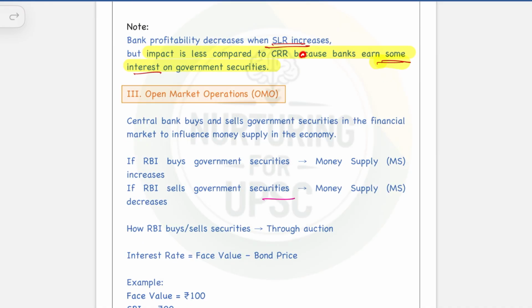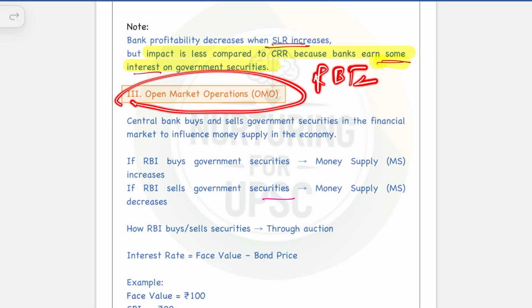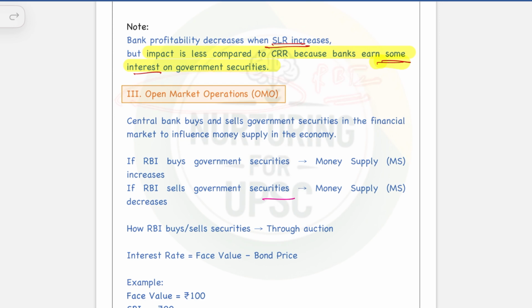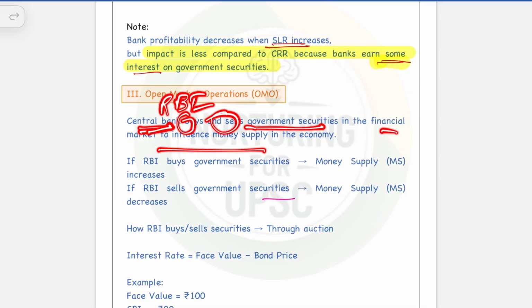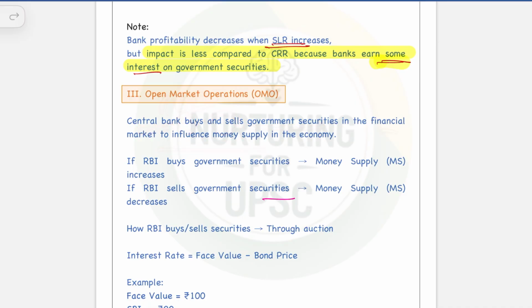In addition to the CRR and SLR, which are the variable reserve ratios, there are certain typical processes called open market operations by the RBI. These are operations whereby the central bank, the RBI, buys and sells government securities in the financial markets to influence the money supply and overall aggregate demand in the economy. It is generally done through auctions, and how it functions is very simple.